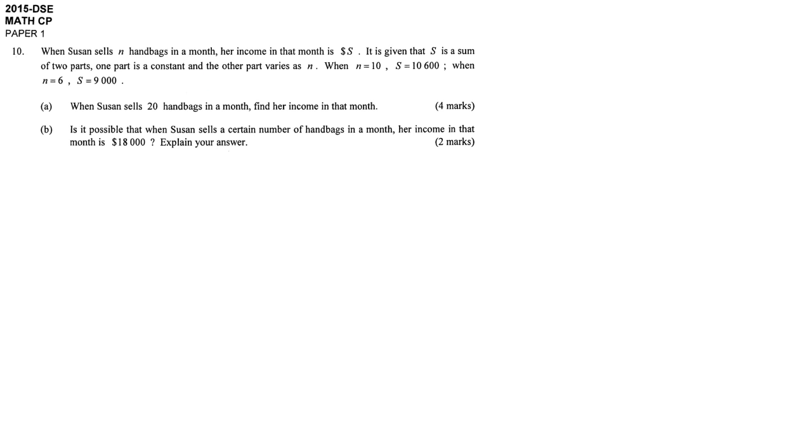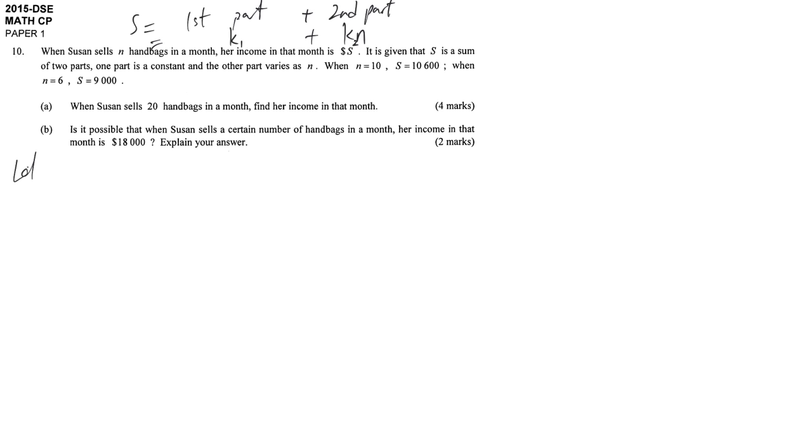They say it's a sum of two parts, so S is equal to the first part plus the second part. They say the first part is a constant, which means that it does not depend on any other input, just a constant k here. And then the second part varies as n, that means it is k times n. But these two k are different, so we put k1 and k2 here. That's how we get S.